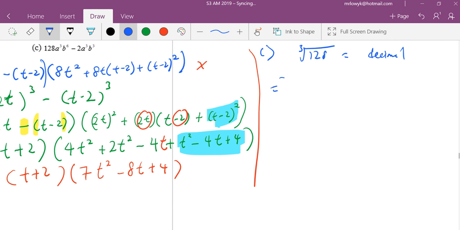A cube and A cube. What could I take out? A cube. I could take out A cube. B6 and B cube. What could I take out? B cube. Alright, I pause the video here. Can you try and help me write down what is left inside this bracket? In 5 seconds, someone is telling us what's the answer.